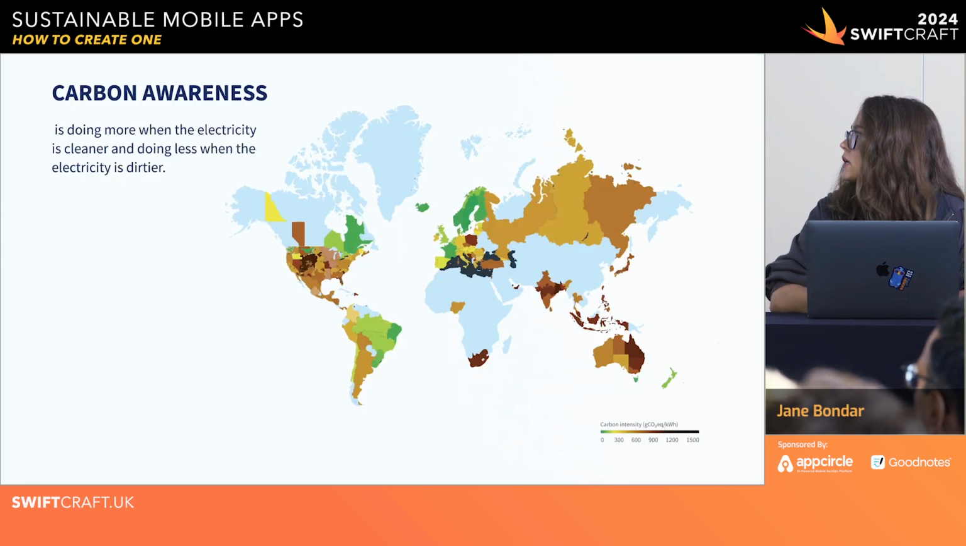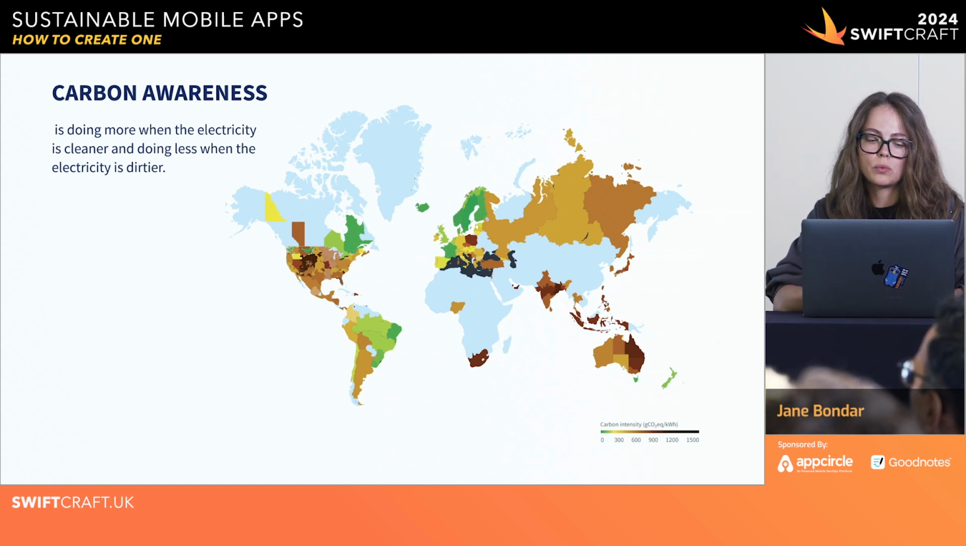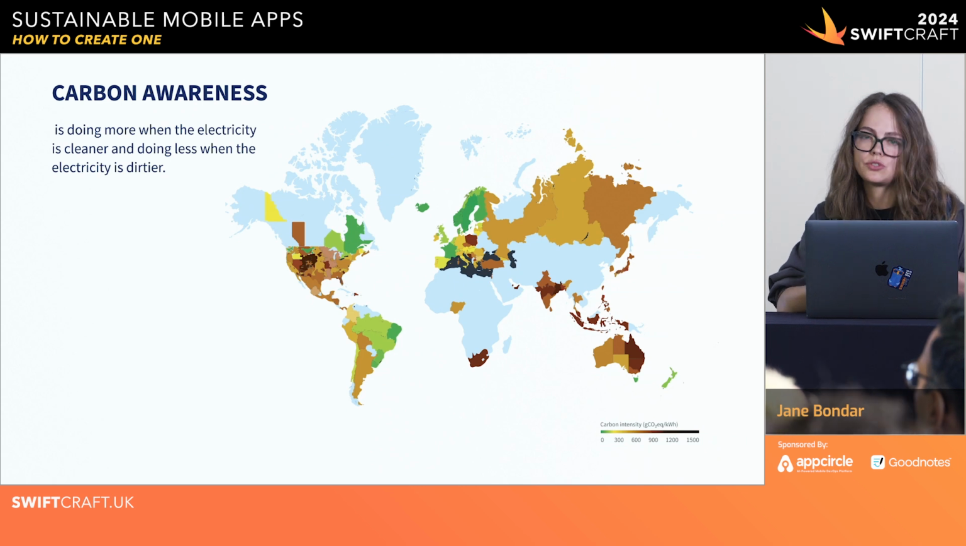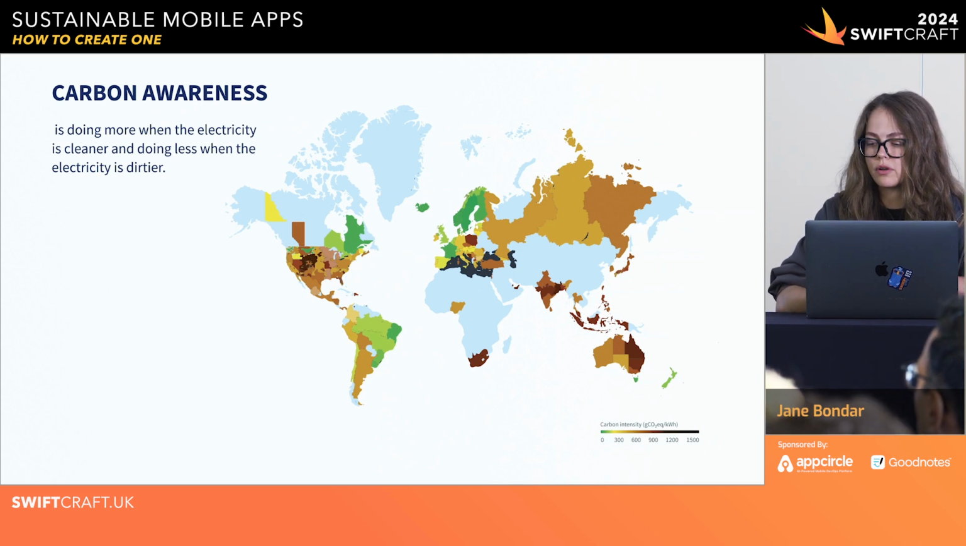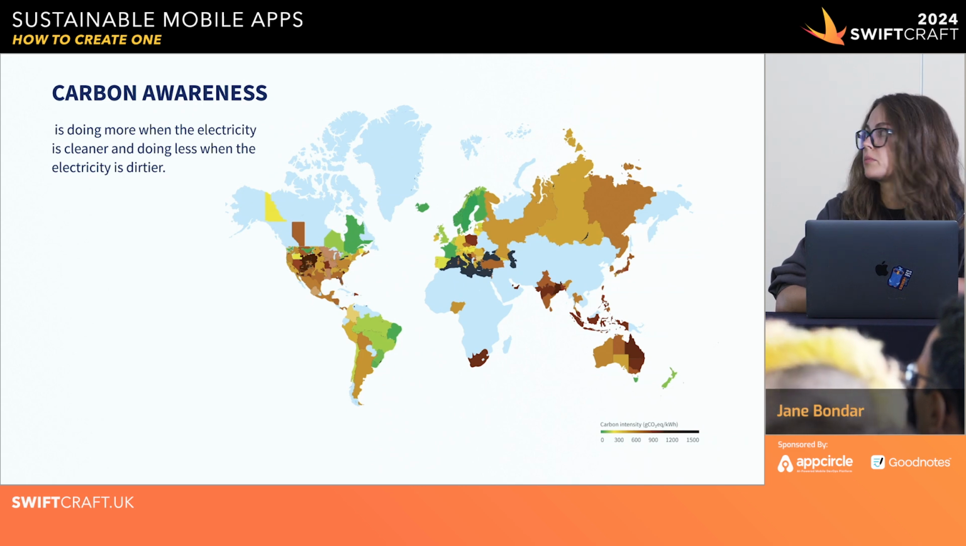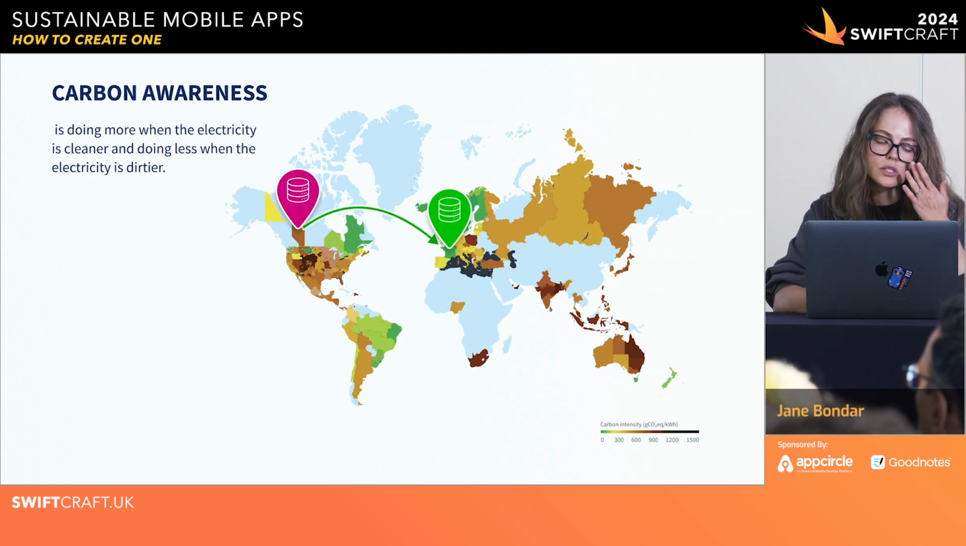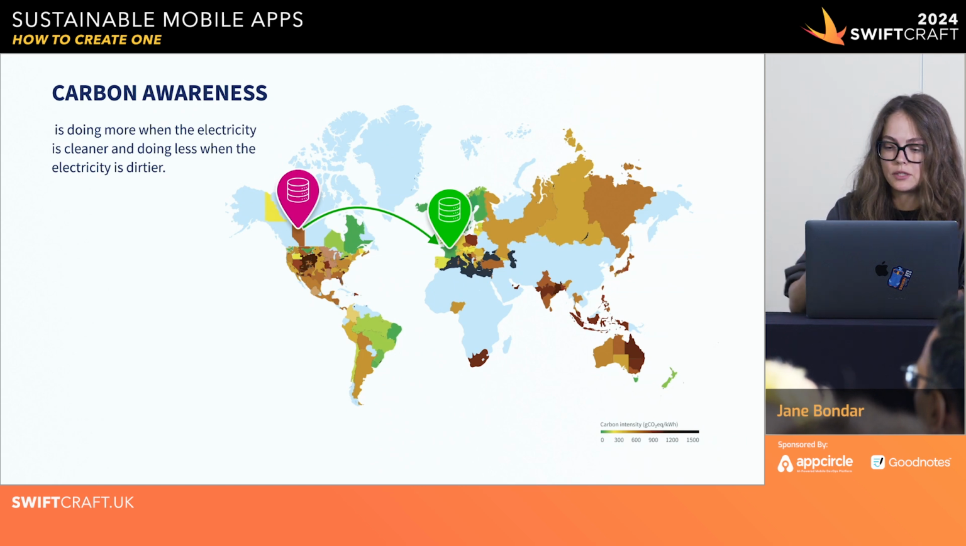The first principle is carbon awareness. Carbon awareness is doing more when the electricity is cleaner and doing less when the electricity is dirtier, meaning when more electricity in the grid is generated using fossil fuels rather than low carbon sources like wind or solar. An example of such a technique, for instance, is shifting computations between hemispheres to take advantage of long sunlight hours during different seasons.